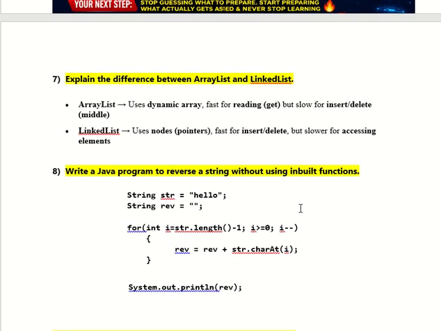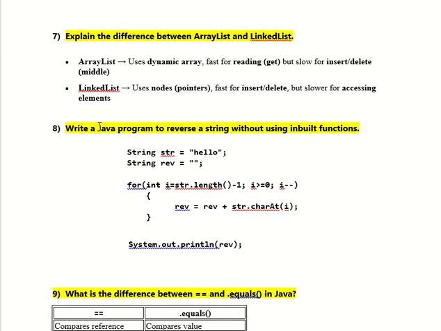Explain the difference between array list and linked list. You can tell them array list uses a dynamic array, and it's fast for reading, that's get, but slow for insertion or deletion of elements. Whereas linked list uses nodes and pointers for storing. It's fast for insertion or deletion, but slow for accessing the elements. So this is how you can answer.